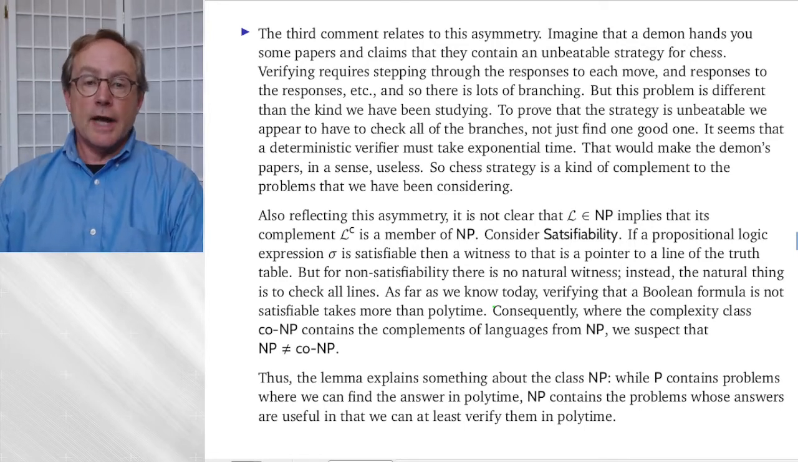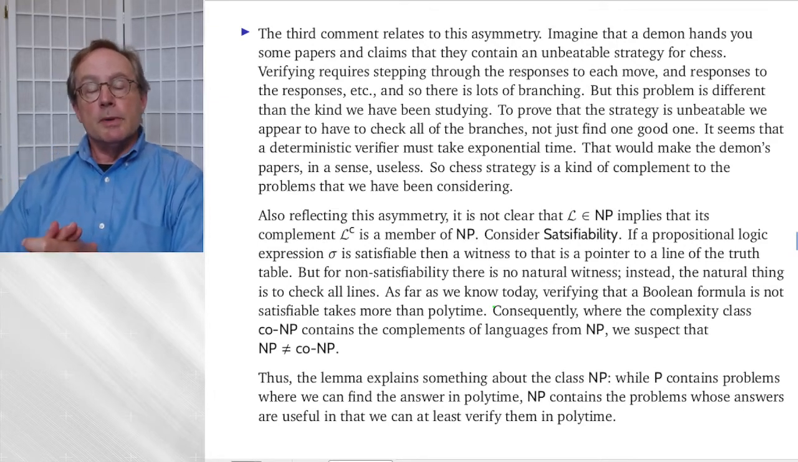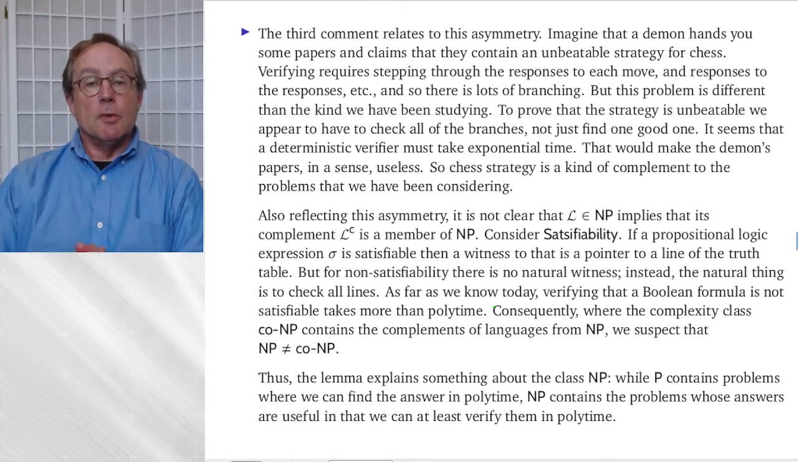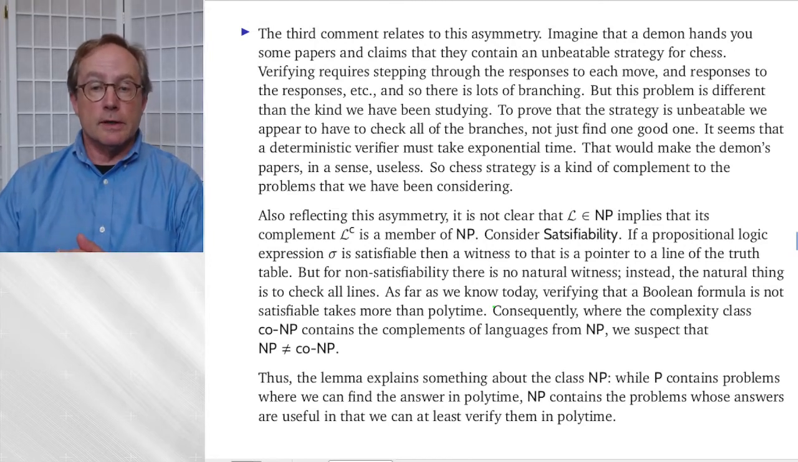So chess strategy, this problem that I've just posed, is a kind of complement to the problems that we've been considering. We've been considering a problem like the traveling salesman problem around the lower 48 in the United States, where if you find one 16,000 kilometer tour, you can do it this way. If you find one, you're good. That's it. You found it. But with chess strategy, every single one of those branches has to be checked. So in some sense, chess strategy is a different kind of problem than the kind we've been looking at. It's kind of a complement to the kind we've been looking at.